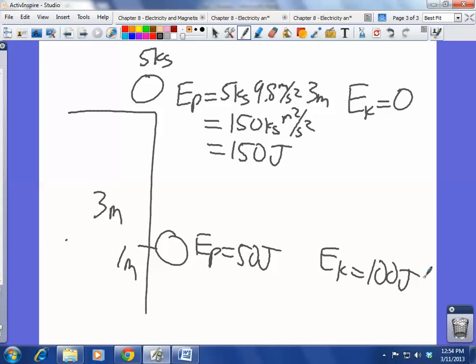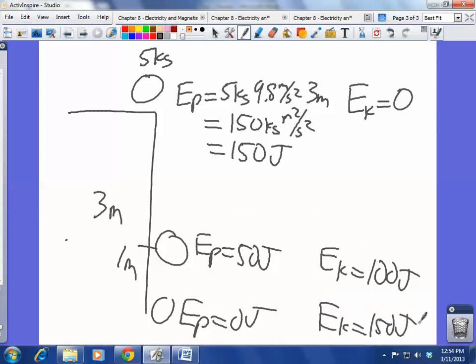Okay. So remember, at each spot along here, there's going to be 150 joules of total energy. At the very bottom, I'm going to lose all this potential energy, and it's all going to be kinetic. At the very top, it's all potential and no kinetic. But conservation means that that total energy is not going to change. Good. All right. Let's keep going then.